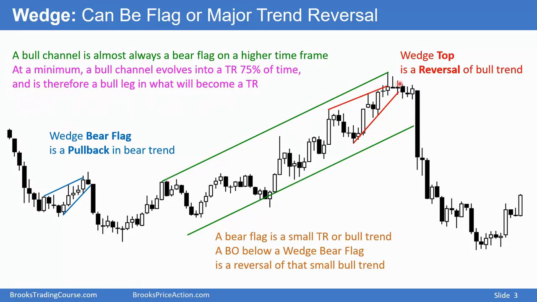Every bull channel is almost always a bear flag on a higher time frame chart. And in a bull channel, there's a 75% chance you'll get a bear breakout, either by going down or by going sideways. And then the market evolves into a trading range. And therefore, a bull channel is ultimately a bull leg in what will become a trading range.